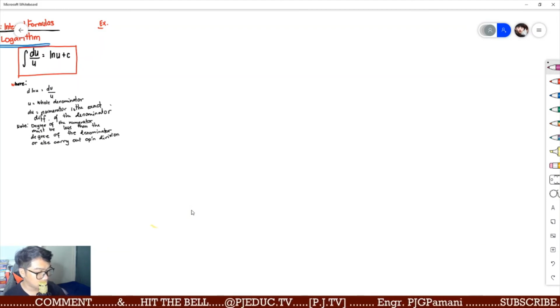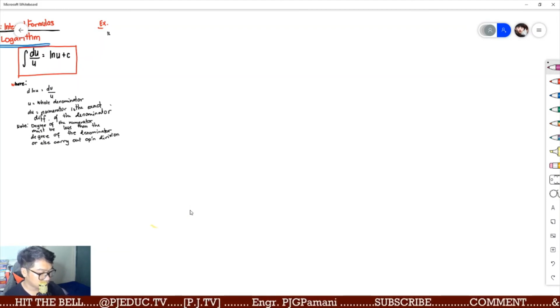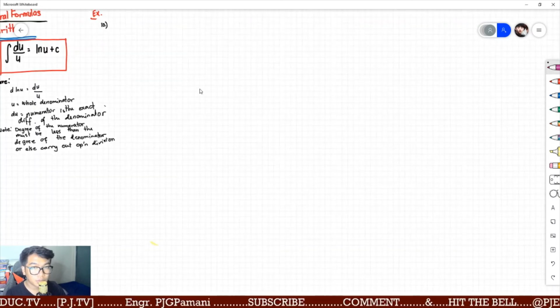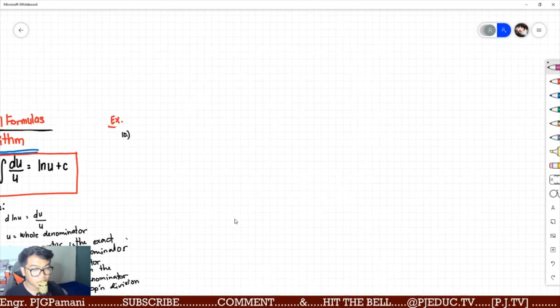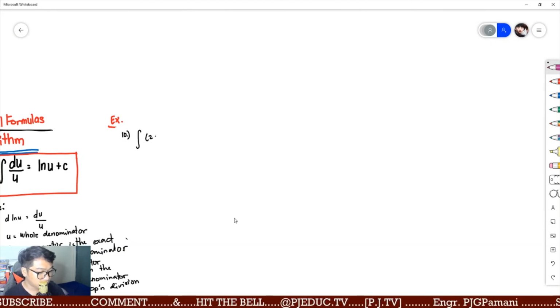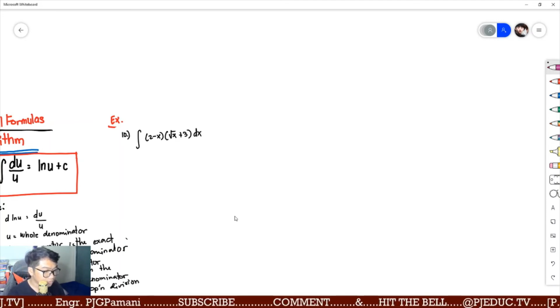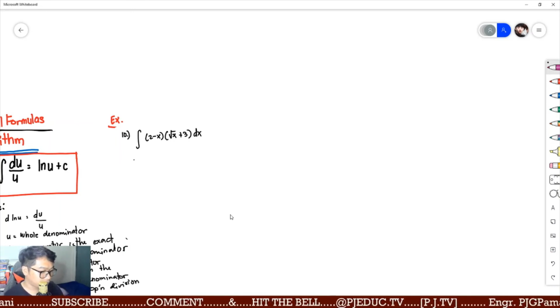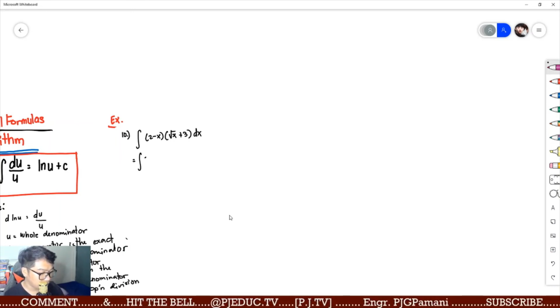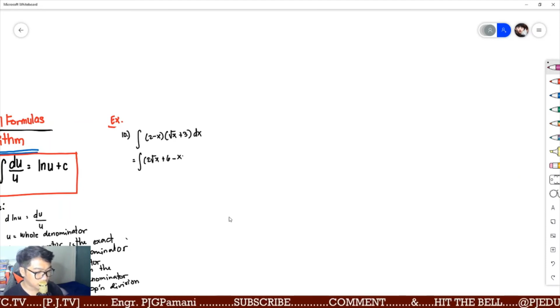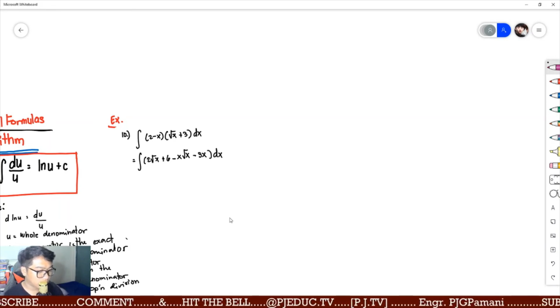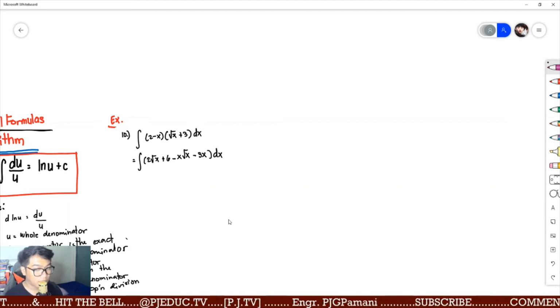Example number 10. What if you're now asked to evaluate the indefinite integral of 2 minus x times the square root of x plus 3 dx. Ang gagawin nyo? First is, of course, you expand. FOIL method lang yan. 2 square root of x plus 6 minus x square root of x minus 3x dx.